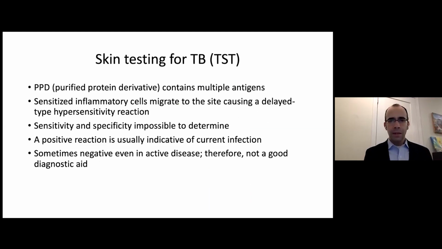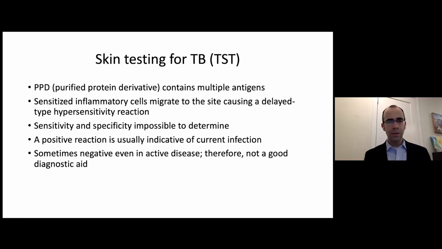So to move on about diagnosis for latent TB infection, skin testing or TST, tuberculin skin testing, is really what we've had the longest. This is done with a purified protein derivative, or PPD, solution that contains multiple antigens, and it's injected intradermally, usually in the forearm. The thought behind this test is that inflammatory cells that are sensitized already to TB will migrate to the site and they'll cause the delayed type hypersensitivity reaction, or a type 4 reaction. And that's why we read the TST after 48 to 72 hours to see if there's a zone of induration.